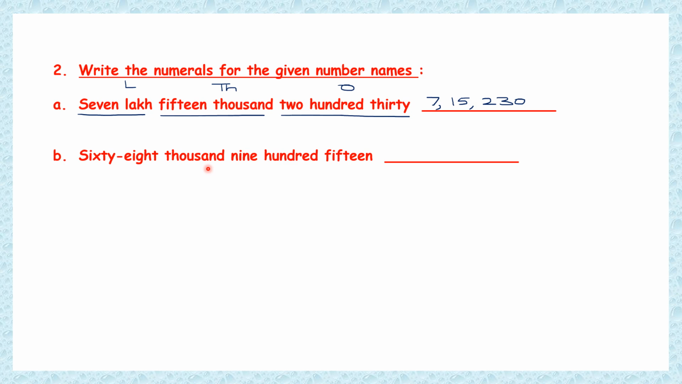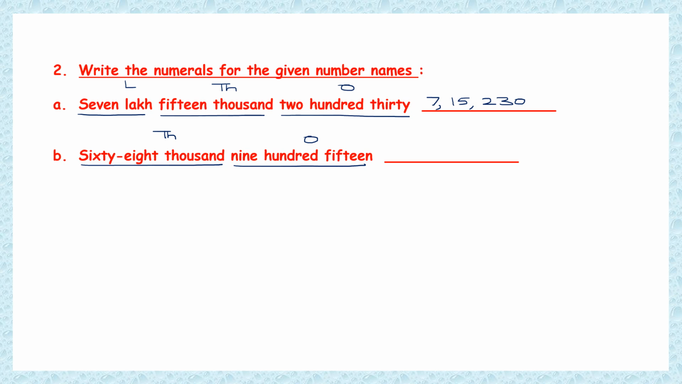68,915. So we only have 2 periods here. 68,000 is in the thousands period. Then we have 915 which is in the ones period. So there are only 2 periods here.